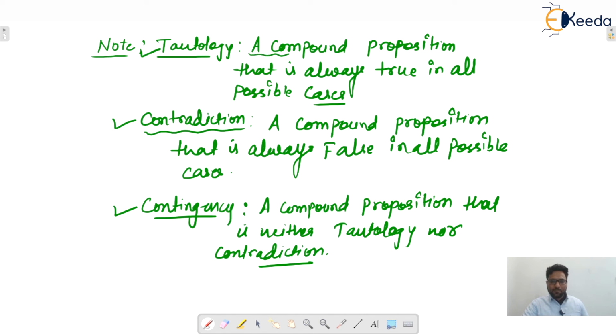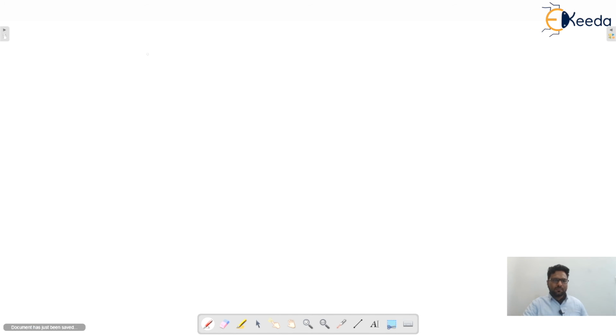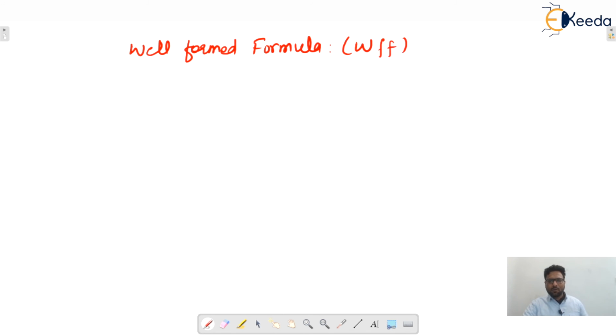Okay. Compound proposition means more than one proposition is there. That is known as a logical expression. It is also known as a well-formed formula. So sometimes compound propositions are known as well-formed formulas. What is the meaning of well-formed formulas? Let us take one example. Let's say, in short, we write it WFF.